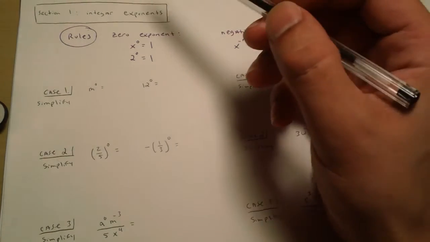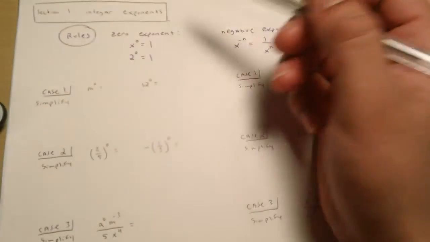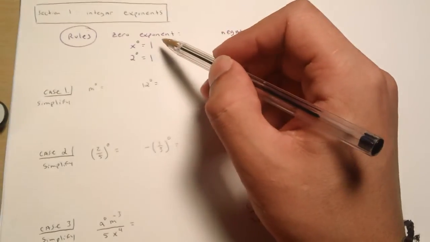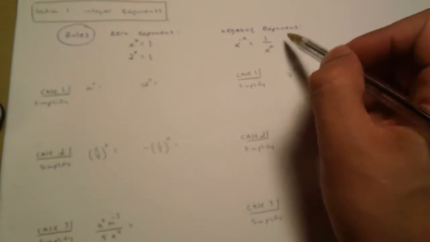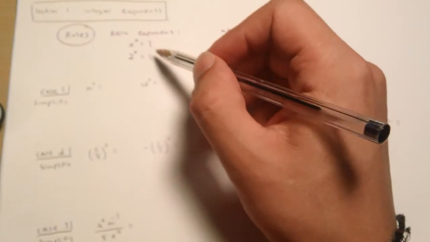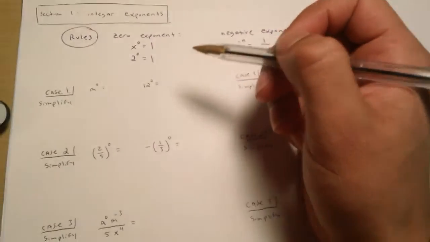In today's video we're going to deal with integer exponents and the rules that fall underneath this section. So you should try to remember that there's a zero exponent involved and also the negative exponent. For the zero exponent it's fairly simple. Whatever number or letter raised to the zero power is always equal to 1. So there shouldn't be any problems with zero exponent.